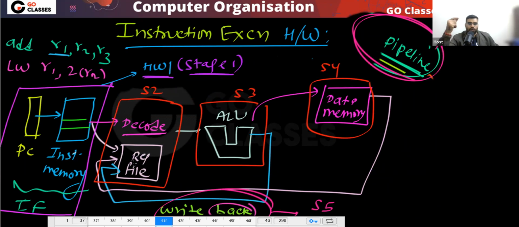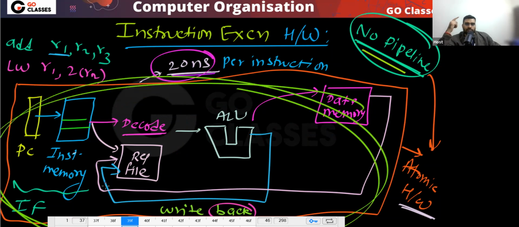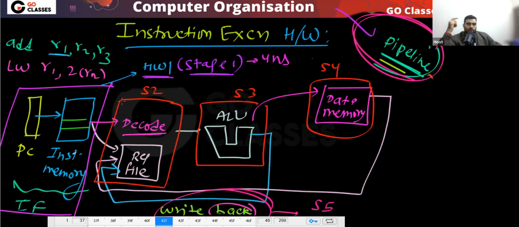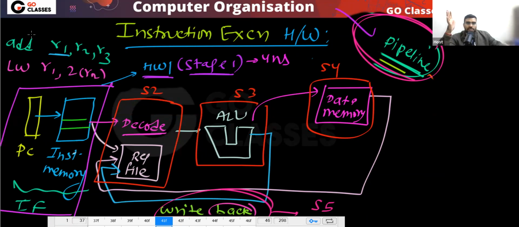Let's assume every stage is taking 4 nanoseconds. So the total is 20 nanoseconds, because previously all the work was happening in 20 nanoseconds. Now you have divided the complete instruction execution task into 5 stages, and let's assume every stage is taking 4 nanoseconds.